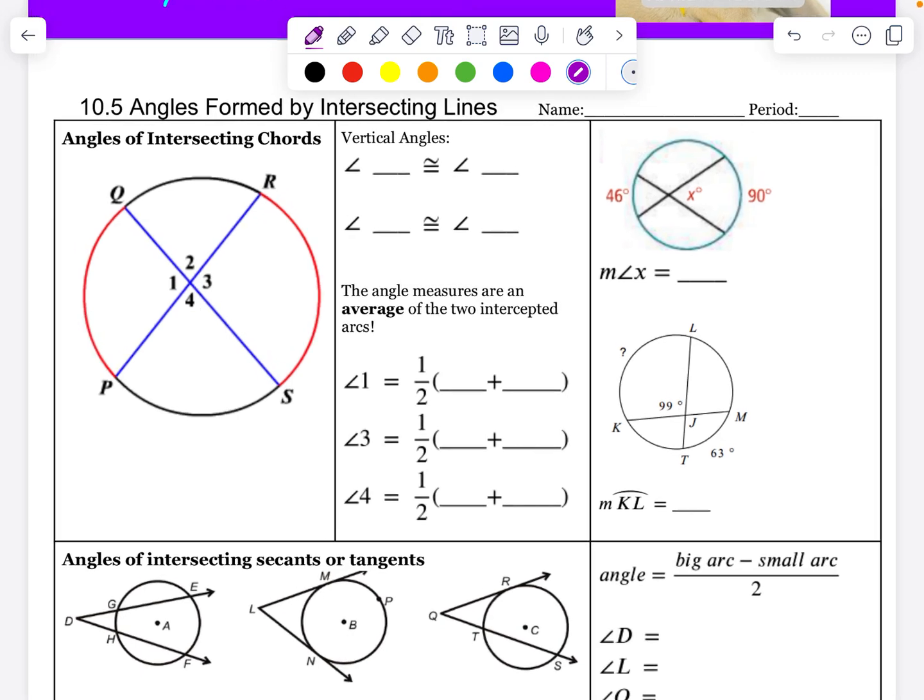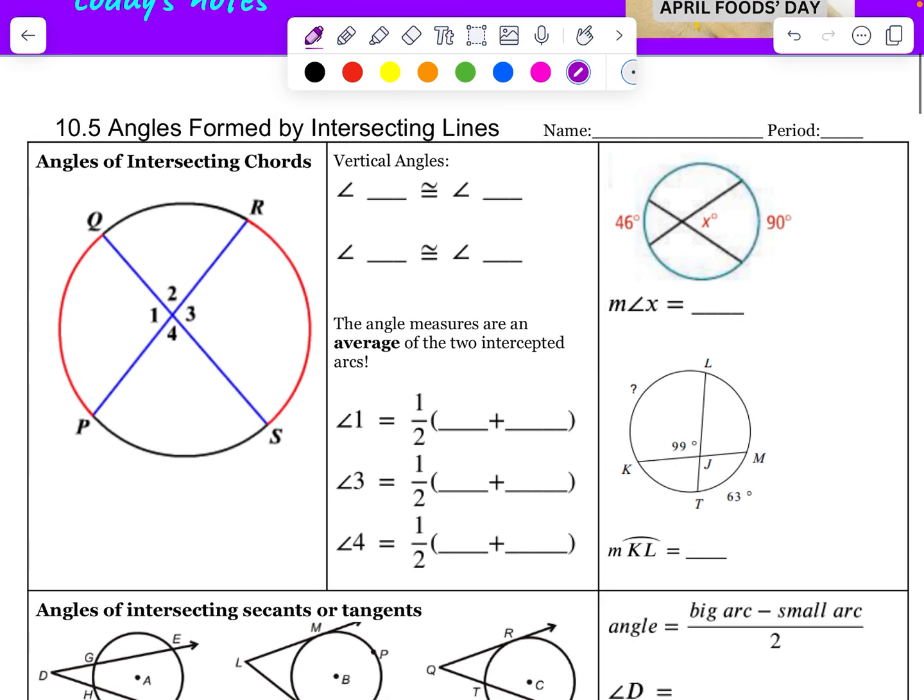And welcome to 10 angles formed by intersecting lines. We're still in circles, just looking at a couple more of the angles made inside and outside circles. So using knowledge we already know, we have some vertical angles in this picture. So I know 1 and 3 are going to be equal to each other because they're vertical angles. Similarly, 2 and 4 are equal to each other. They are vertical angles. And if I wanted to find what these angles are, I can use the arcs.